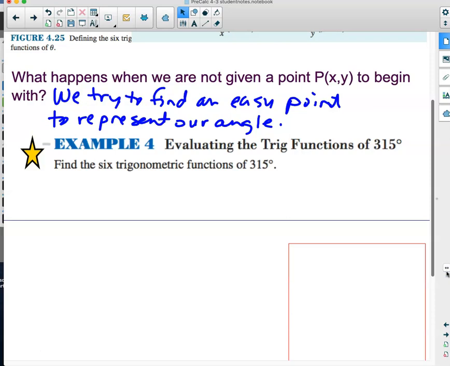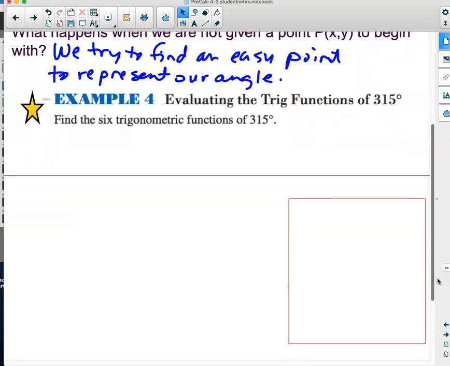So example 4 says we're going to evaluate the trig functions of 315 degrees. So we want the 6 trig functions for 315 degrees. And if you're looking at that, you're probably saying, that's not a special angle, Cedarholm. 315? There's nothing special about that. Well, let's draw it, and let's see.